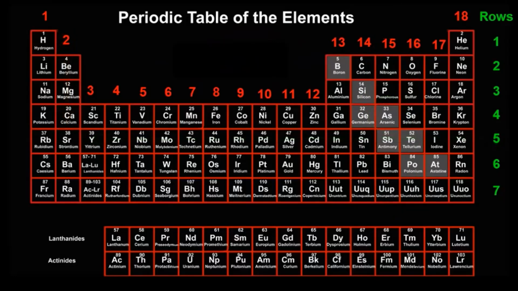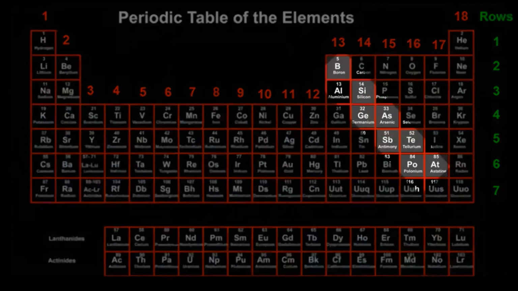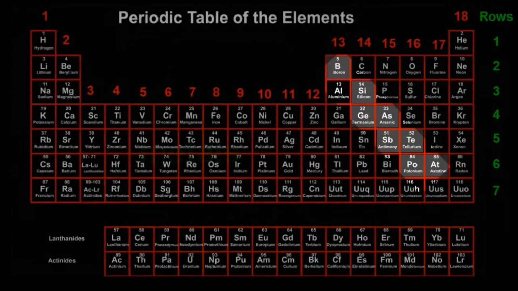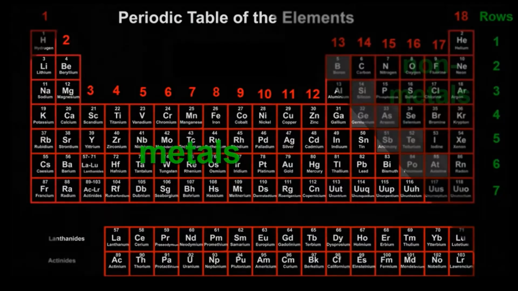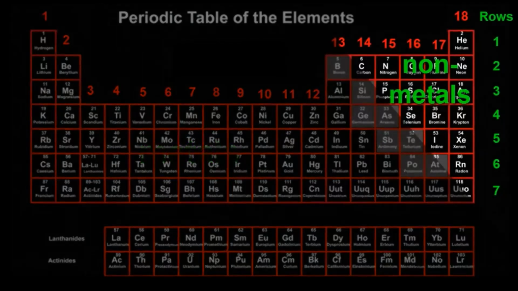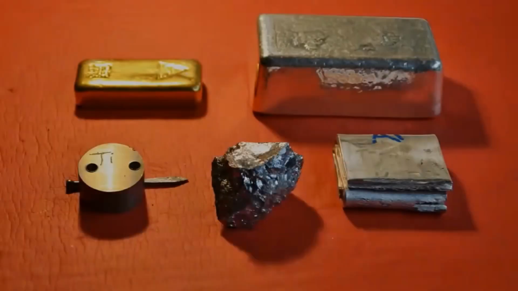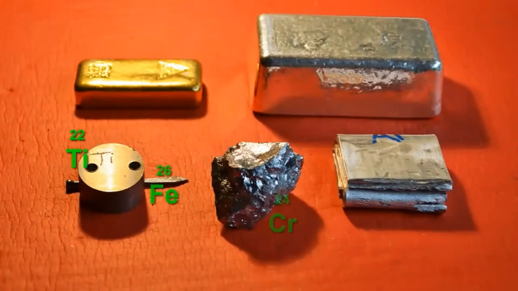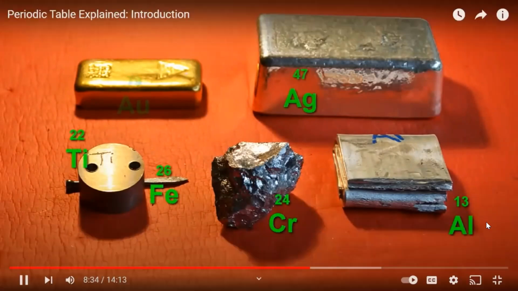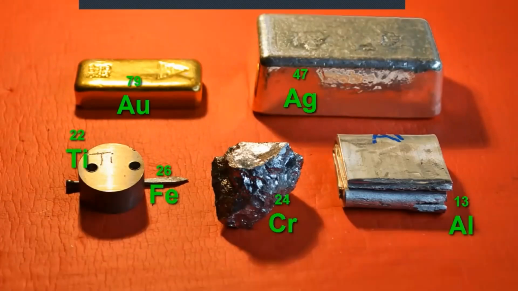Can you see the grey diagonal band that splits the periodic table into 2 parts? This divides the elements into metals on the left and non-metals on the right. What is a metal? Here's a few: titanium, iron, chromium, aluminium, silver, and gold, with the atomic numbers above the symbols. Have you noticed that these metals are shiny and solid? They all are, well, except for liquid mercury.